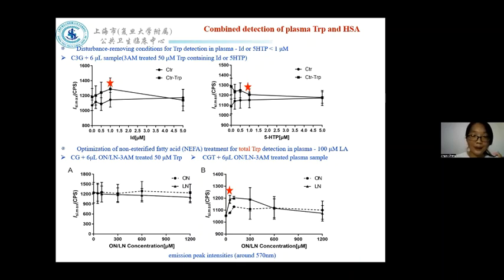We found that once substances like indole or 5-hydroxytryptophan, which have an indole group, have concentrations below 1 micromole per liter, their interferences in the detection of tryptophan by our system can be neglected.